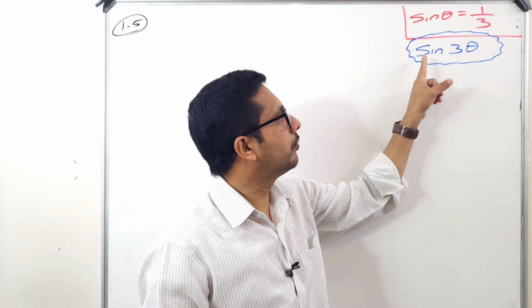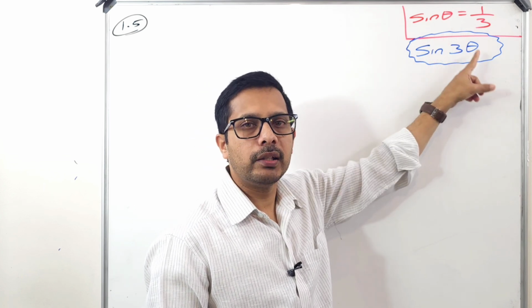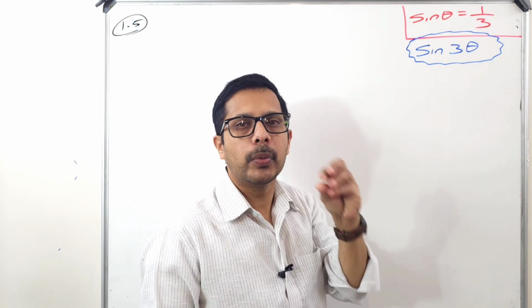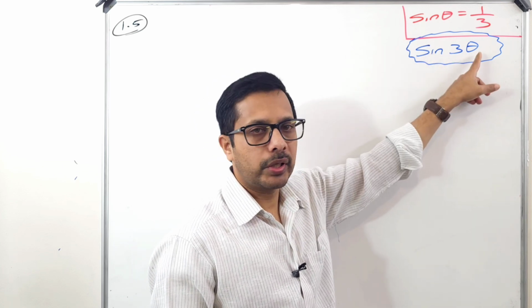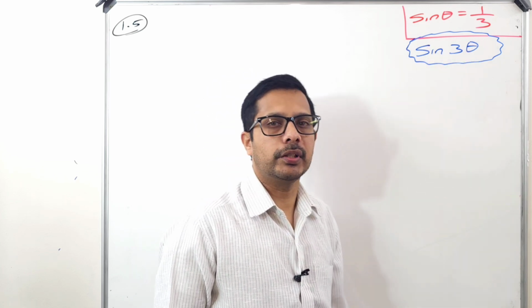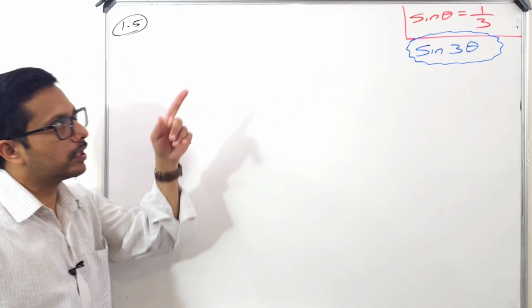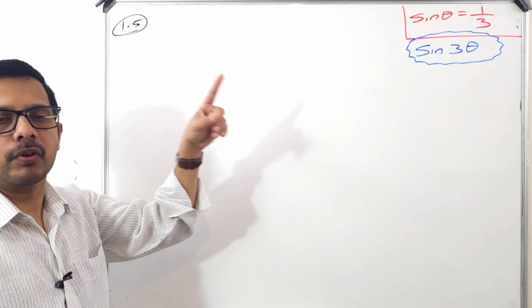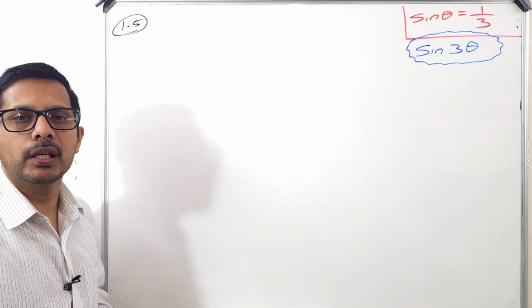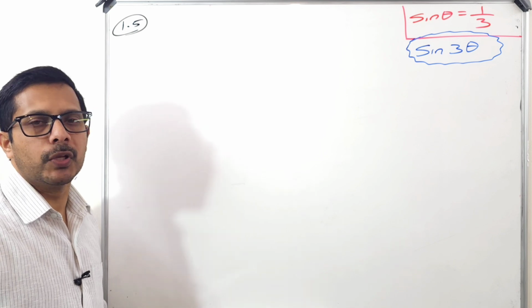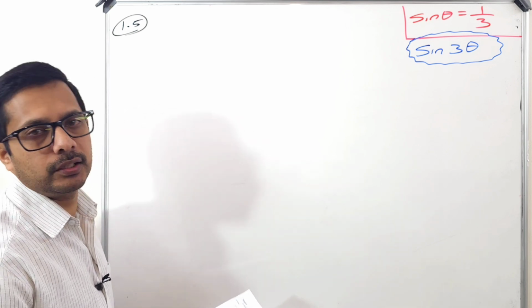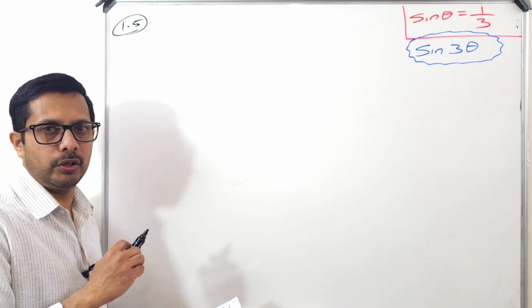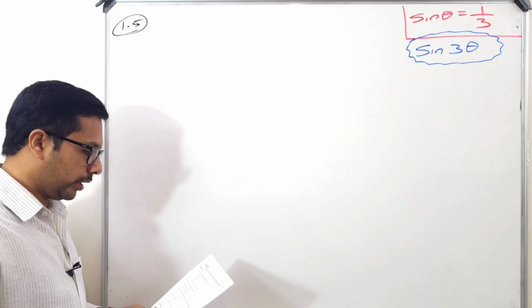And what you have to find? The numerical value of sine 3 theta, you have to get a number as the answer. So don't forget what is given. Sine theta is given as 1 over 3, and you have to find sine 3 theta. Okay, so please pause the video, try to do it by yourself, then after that watch this video.